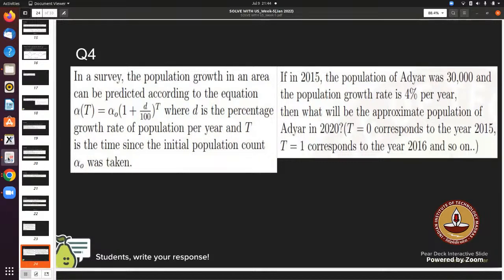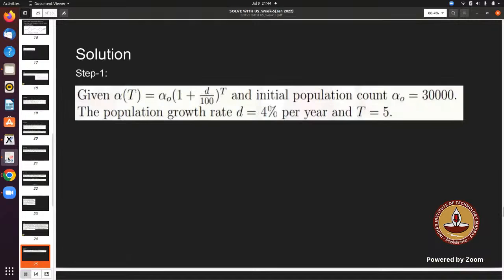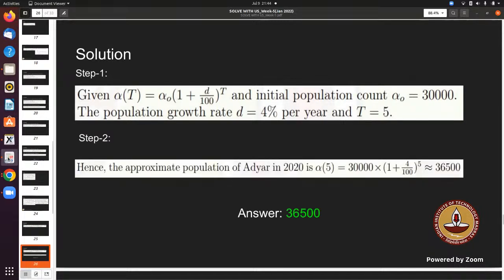Okay, so this is the equation which we have to deal with. Alpha naught is given as 30,000, D is 4%, T is 5. Right? These are all the parameters which are given. So if I write this, the approximate population at 2020 will be alpha of 5. I just put all the values here, and eventually, if we calculate it, this will be 36,500, something like that.